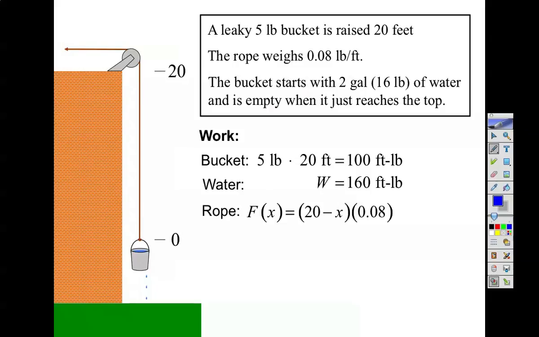So 20 times 0.08 is 1.6. Again, they do it a little differently. 1.6 pounds is how much rope we have in the beginning. But we're going to lose 0.08 pounds for every foot that we pull it up, and x is the number of feet that we've pulled it up. So it's very much like the water.